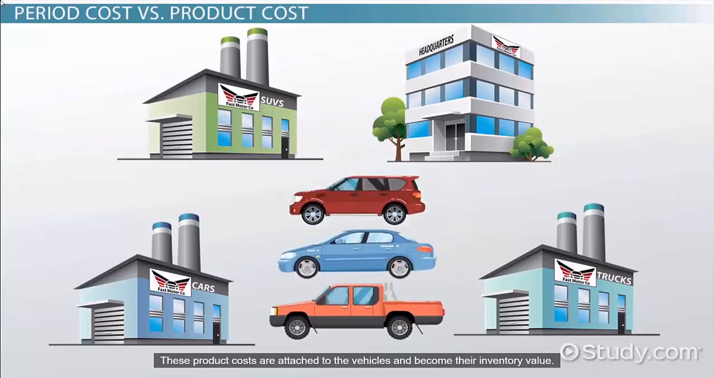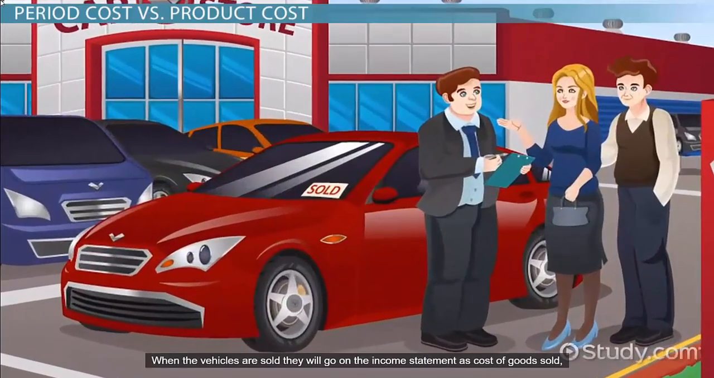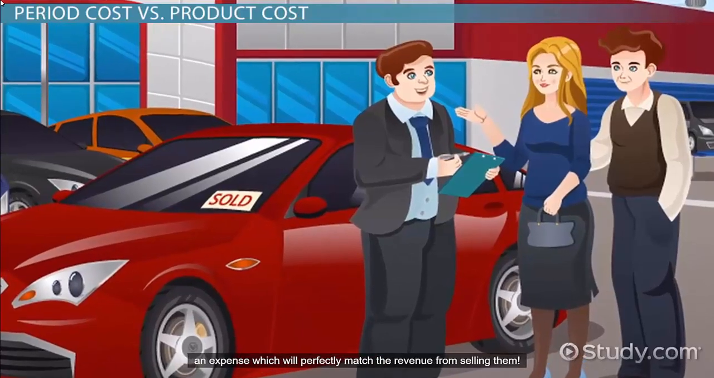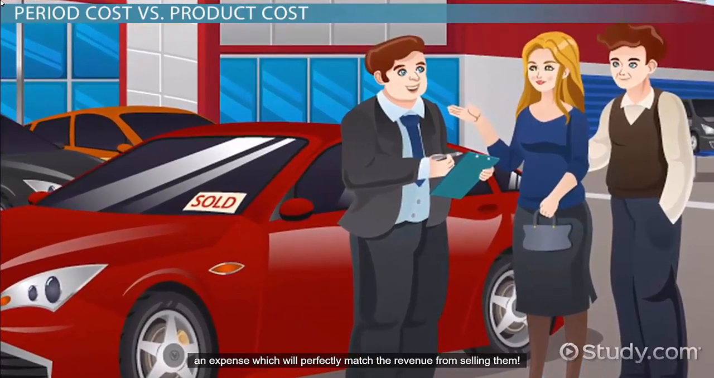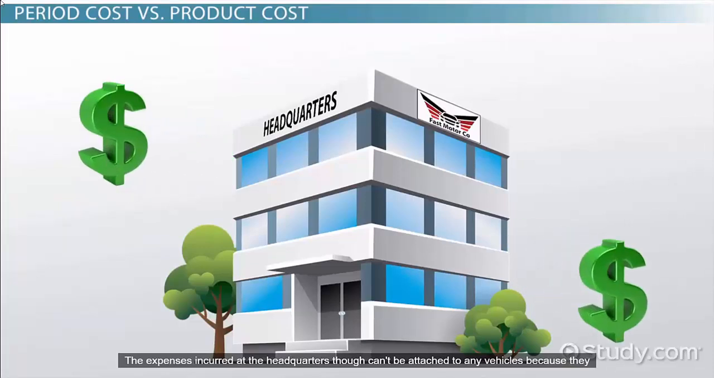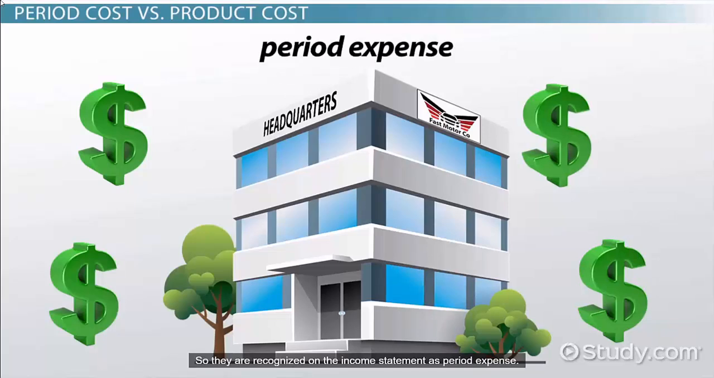These product costs are attached to the vehicles and become their inventory value. When the vehicles are sold, they will go on the income statement as cost of goods sold, an expense which will perfectly match the revenue from selling them. The expenses incurred at the headquarters, though, can't be attached to any vehicles because they don't make any vehicles at the headquarters. So they are recognized on the income statement as period expense. That includes the executives' salaries and all of the expenses incurred in the support departments.